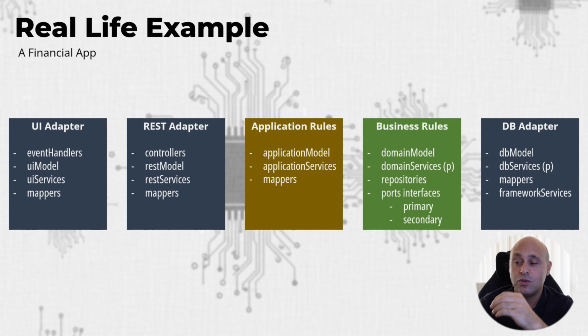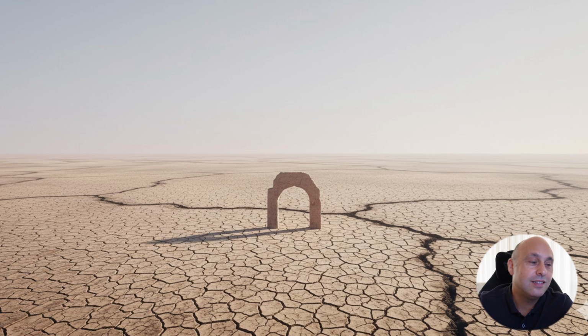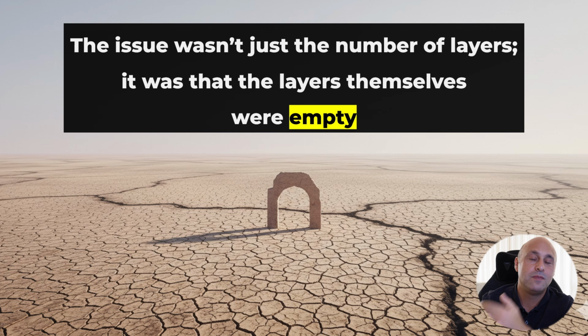In general, I found the code very difficult to navigate. It was really a frustrating experience. I want to clarify that the issue wasn't just the number of layers. It was that the layers themselves were empty. There was no logic to be found. They were just pass-throughs existing only to satisfy the architectural rules. And this created a mountain of incidental complexity that had no real business value.